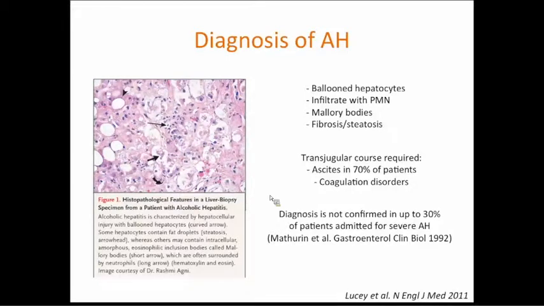To firmly establish the diagnosis of alcoholic hepatitis, liver biopsy is required, although it's not so simple to get a liver biopsy in some cases. In the specific field of severe alcoholic hepatitis, a transjugular route is required, considering that almost 70% of patients have ascites, and they also have coagulation disorders, more particularly in terms of platelet count. In France, the diagnosis should be performed using liver biopsy because we have some data suggesting that the diagnosis of alcoholic hepatitis is not confirmed in 30% of patients admitted with a suspicion of alcoholic hepatitis.